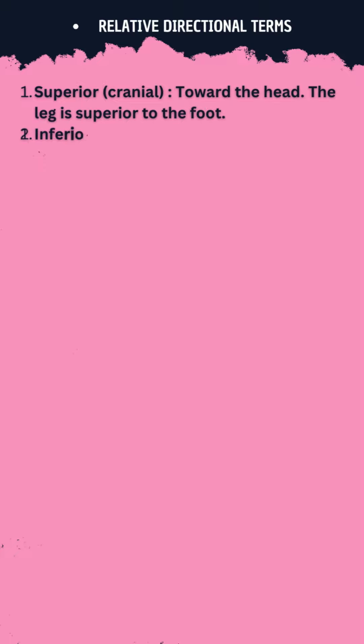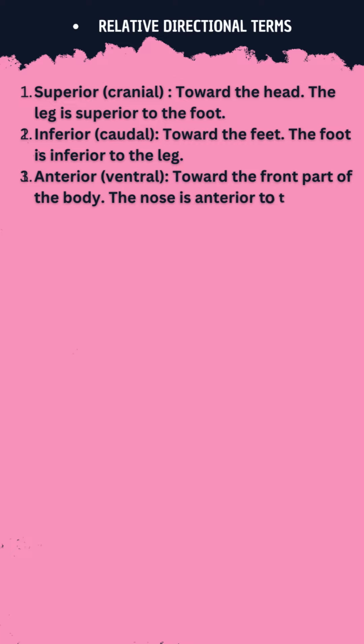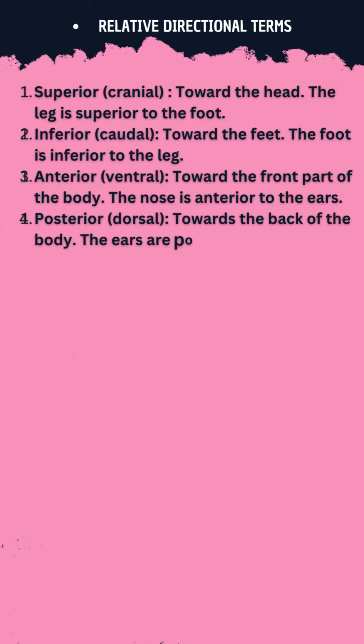Superior or cranial means toward the head. Example is the leg is superior to the foot. Inferior or caudal means toward the feet. Example is the foot is inferior to the leg. Anterior or ventral means toward the front part of the body. Example is the nose is anterior to the ears. Posterior or dorsal means towards the back of the body. Example is the ears are posterior to the nose.